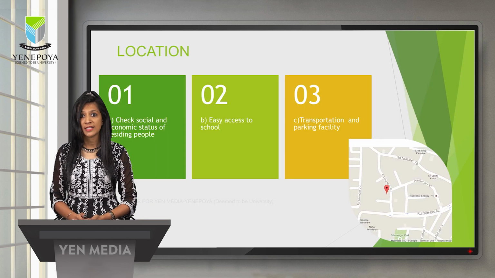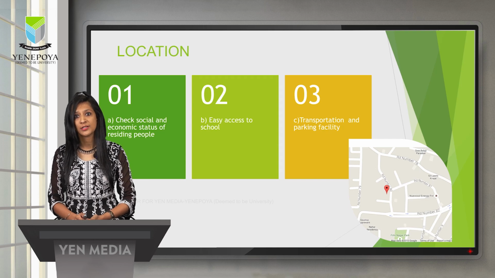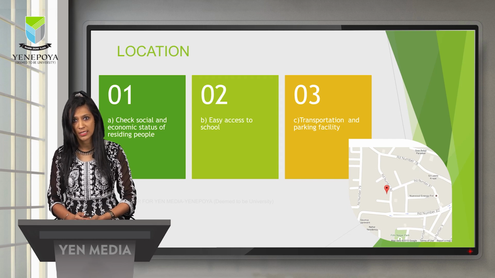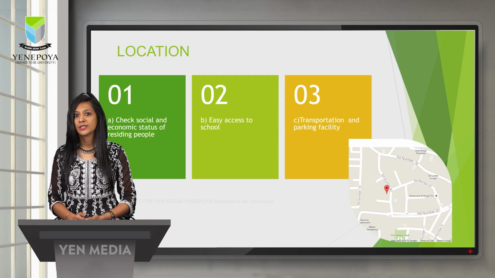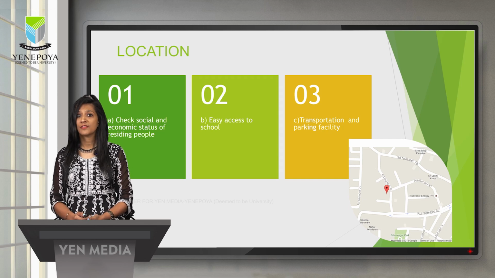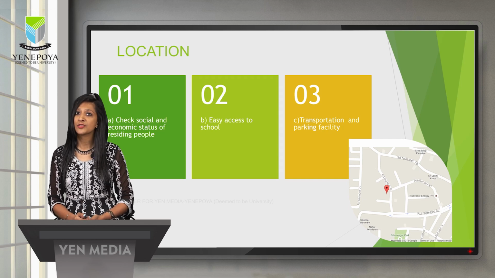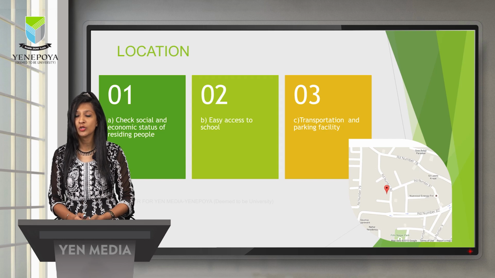While designing your dental clinic, one of the most important things you need to remember is the location of the clinic. So you need to check the social and economic status of the people who are residing in that area. And secondly, accessibility to schools. Since most of the patients that we are treating are going to be children, it would be preferable if you have a school in the vicinity of your dental clinic, since parents would prefer to bring the children to you for treatment following school hours, and they will search for the clinic that is nearest to the school and that is convenient for them. Thirdly is the transportation and the parking facility for your patients.